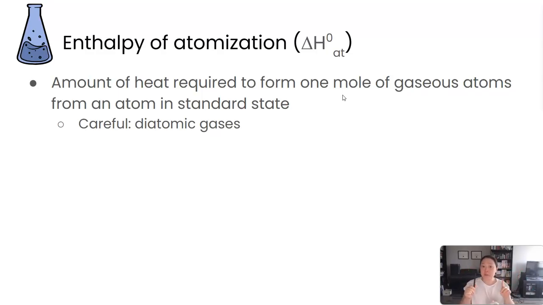The ones where you have to be careful is if you have something like a diatomic gas. So if you are going to make oxygen atoms, then it is going to be coming from 1/2 of an oxygen gas particle. So if you have diatomic gases, make sure you're being careful there. Otherwise, it should be fairly on the straightforward side.